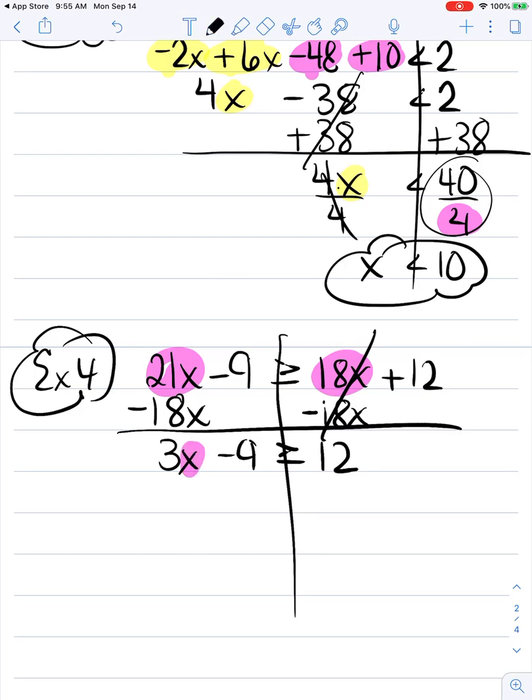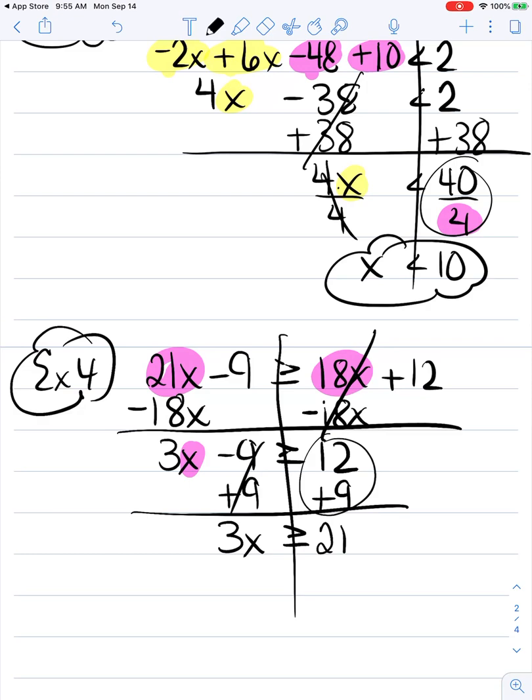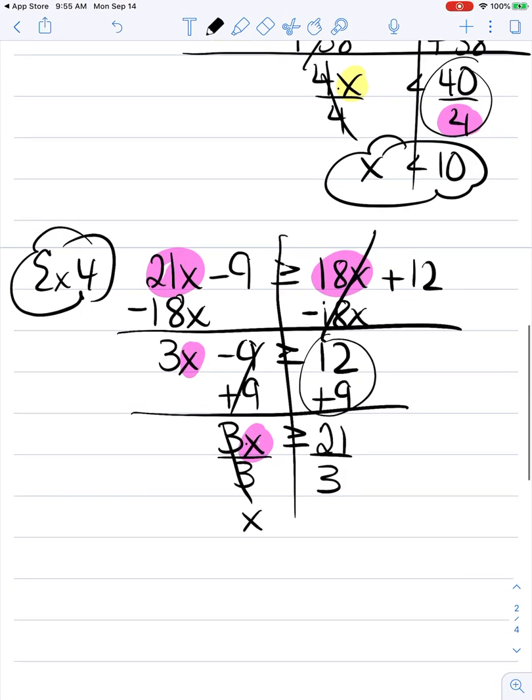I'm going to keep working using opposites to isolate that variable. So I'm going to add 9 to both sides. When I do that, I'm left with 3x is greater than or equal to 12 plus 9 is 21. And again, I still need to get rid of that times 3. So the opposite of times 3 is to divide by 3. So x is greater than or equal to 7. I did not flip my inequality sign because I divided by a positive 3.